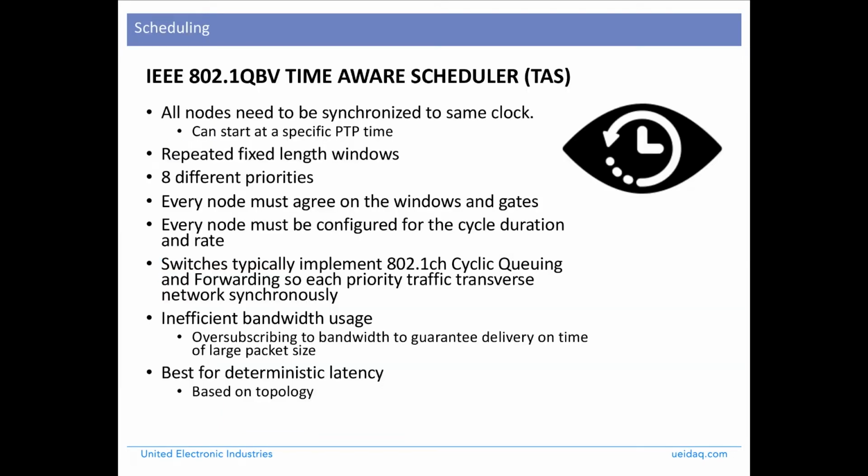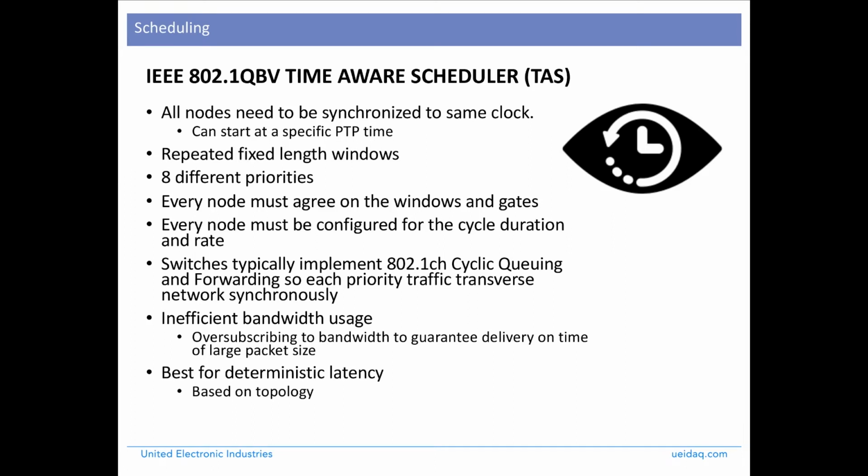So an improvement on AV is the time-aware scheduler, or 802.1 QBV. All nodes need to be synchronized to a highly accurate clock. If you recall, AS is what we just discussed. QBV has dedicated time slots, so it can avoid interference from lower priority traffic. These time slots can be thought of as repeated fixed length windows.